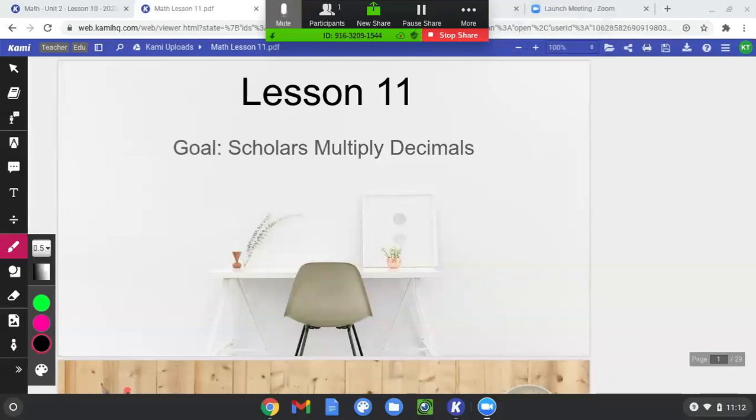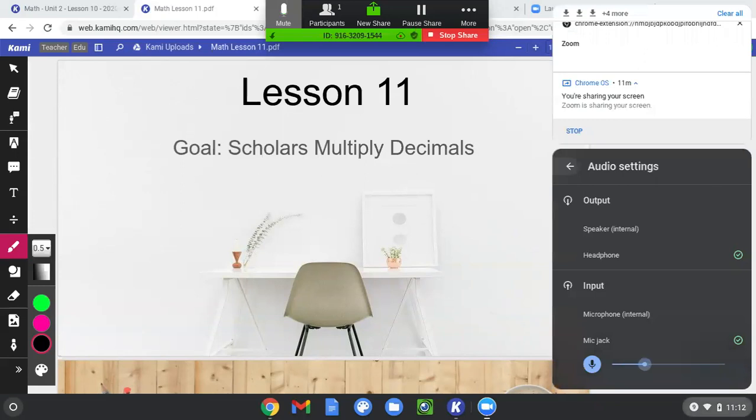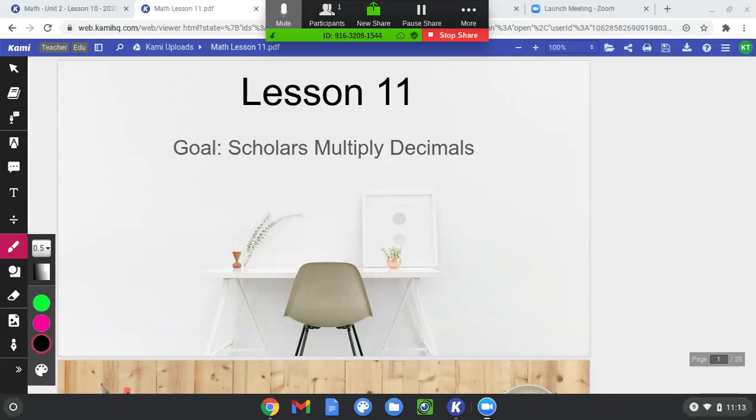Practice multiplying our decimals. Remember, we scale up to a friendly place value, multiply, and then we scale back down. That is how we complete multiplying with decimals. I hope y'all can hear me okay. I'm sorry if it's quiet.